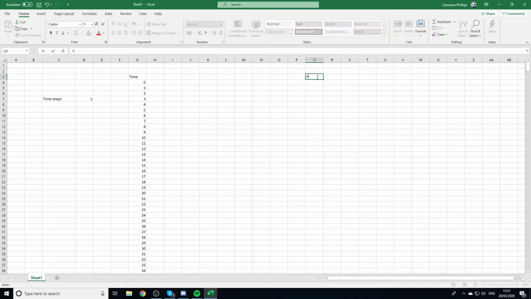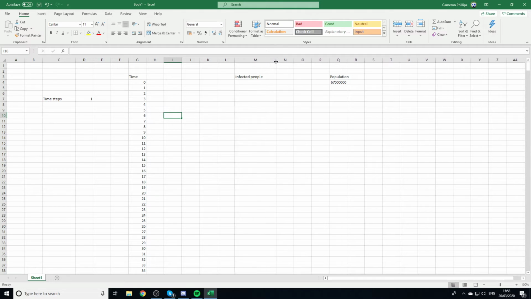We're going to have a population. And a population is a number of people, and I'm going to start it at 67 million because I live in the UK, and that's our population. And I'm going to have here infected people. Now, infected people are the number of people who have the coronavirus in the UK. And I'm going to start by putting 1 infected person in. Okay.